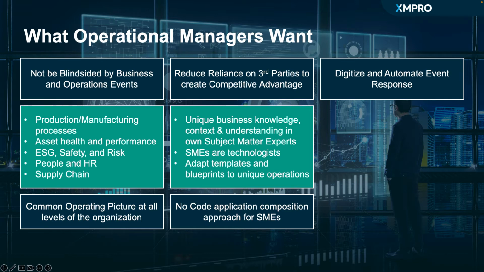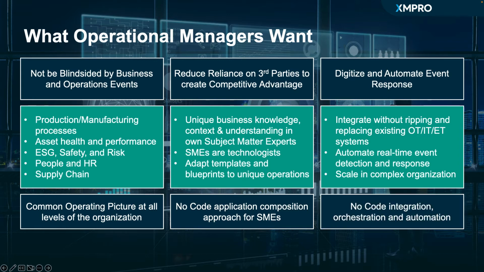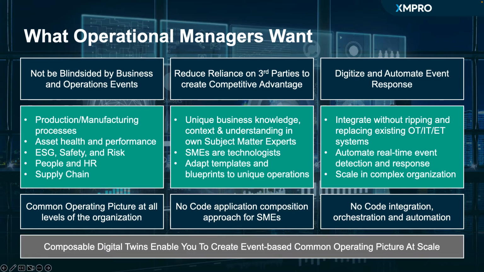So the real objective is to be able to bring all of the data from all these different systems that you already have in the business without ripping and replacing them, and automating that so that there's real-time event detection and response. And this needs to be scaled out in a large complex organization. So for that, again, you would want no-code integration with the orchestration and automation capabilities. Now, this is where composable digital twins enable you to actually create that event-based common operating picture at scale.